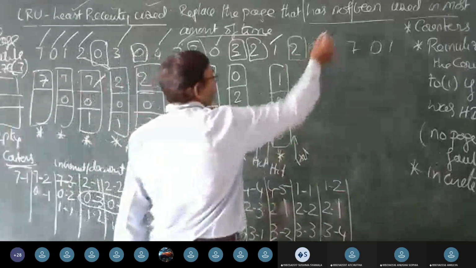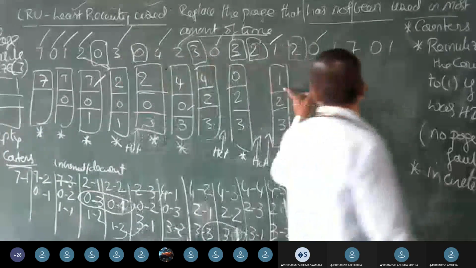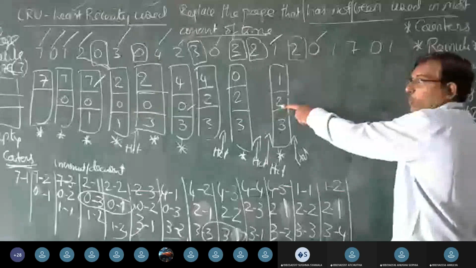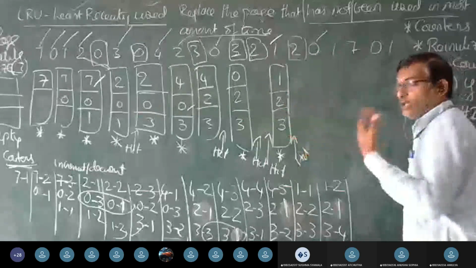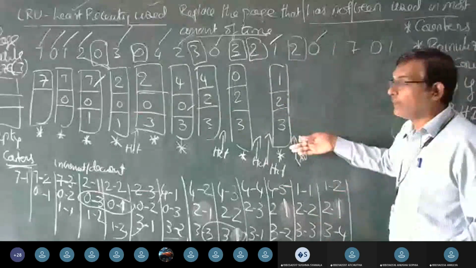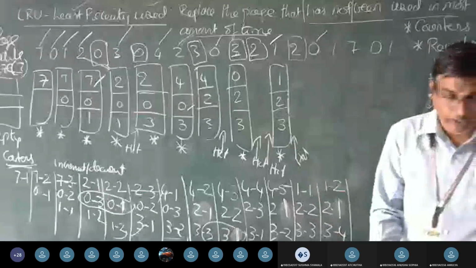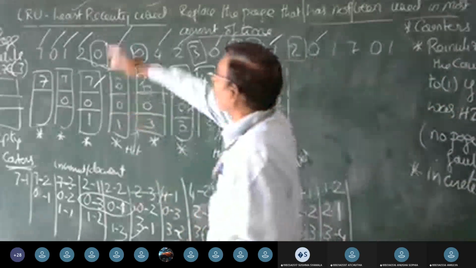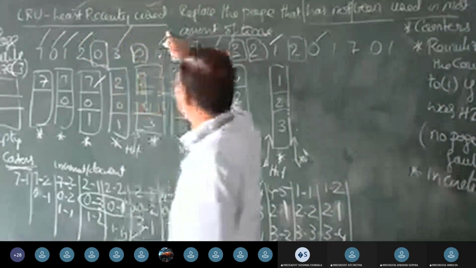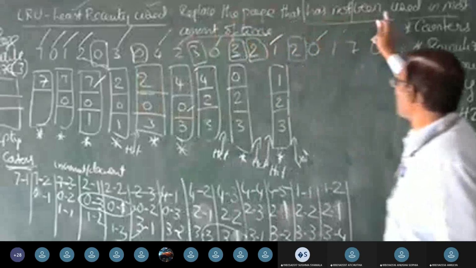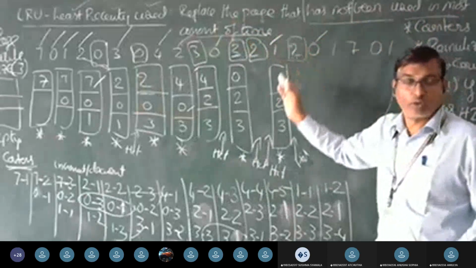Next, I should get 0 here. 1 is equals to 0? No. 0 is equals to 2? No. 0 is equals to 3? No. Definitely 0 is not in the page table, so I have to go for replacement. How can I go for replacement? Use a technique called least recently used. Replace the page that has not been used in the most amount of time.